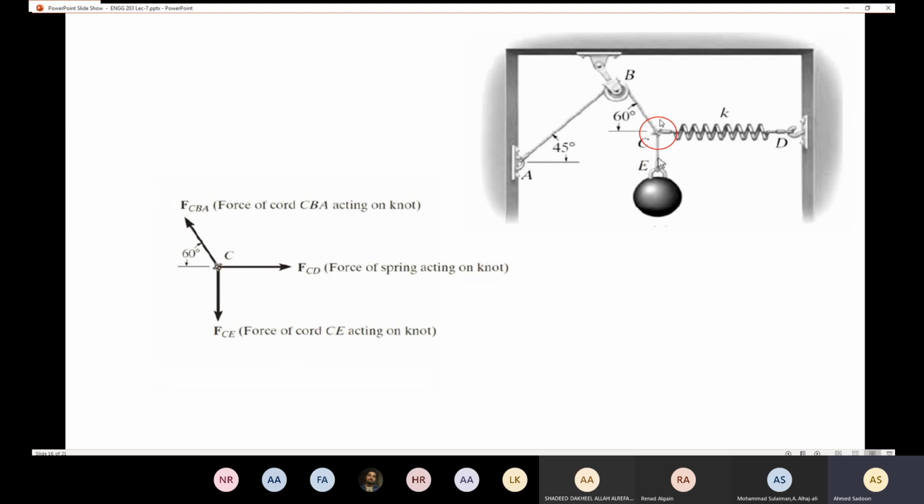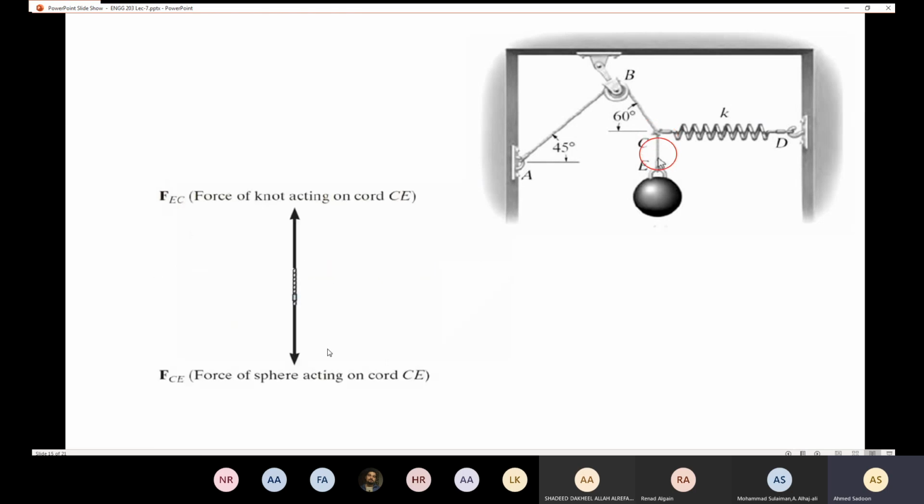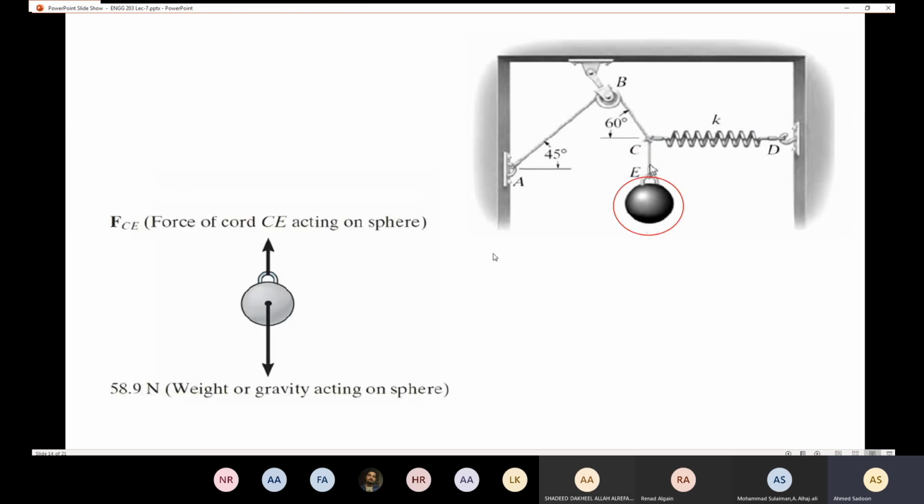Finally, I need to draw the free body diagram for the knot here. So if I put the knot here and separate it from all the surroundings, I'm going to have a force FCE here from the cord CE. I'm going to have a force CD from the spring here. I have force CE acting on the knot. And also I'm going to have a force CB from the cable CB here. So if I draw the free body diagram for the knot at C, I'm going to have 3 forces. If I draw the free body diagram for the cord CE, I'm going to have 2 forces. If I draw the free body diagram for the sphere, I'm also going to have 2 forces.